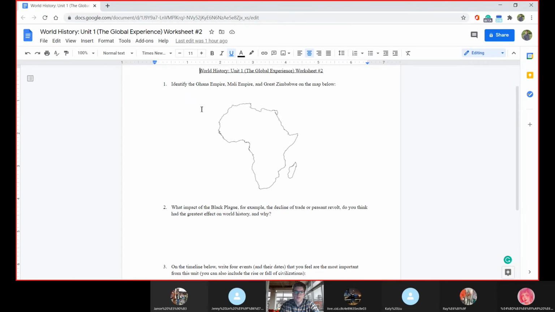And so here on this worksheet, the first question, we'll identify the Ghana Empire, the Mali Empire, and the Great Zimbabwe on the map below. So if you want to print this out and just label where you think they are, or you look up where these empires are. Again, we talked about an influential Northern Empire, Western Empire, Eastern, and also Southern. But I'll give you a hint. Two of these are Western, and one of these is Eastern.